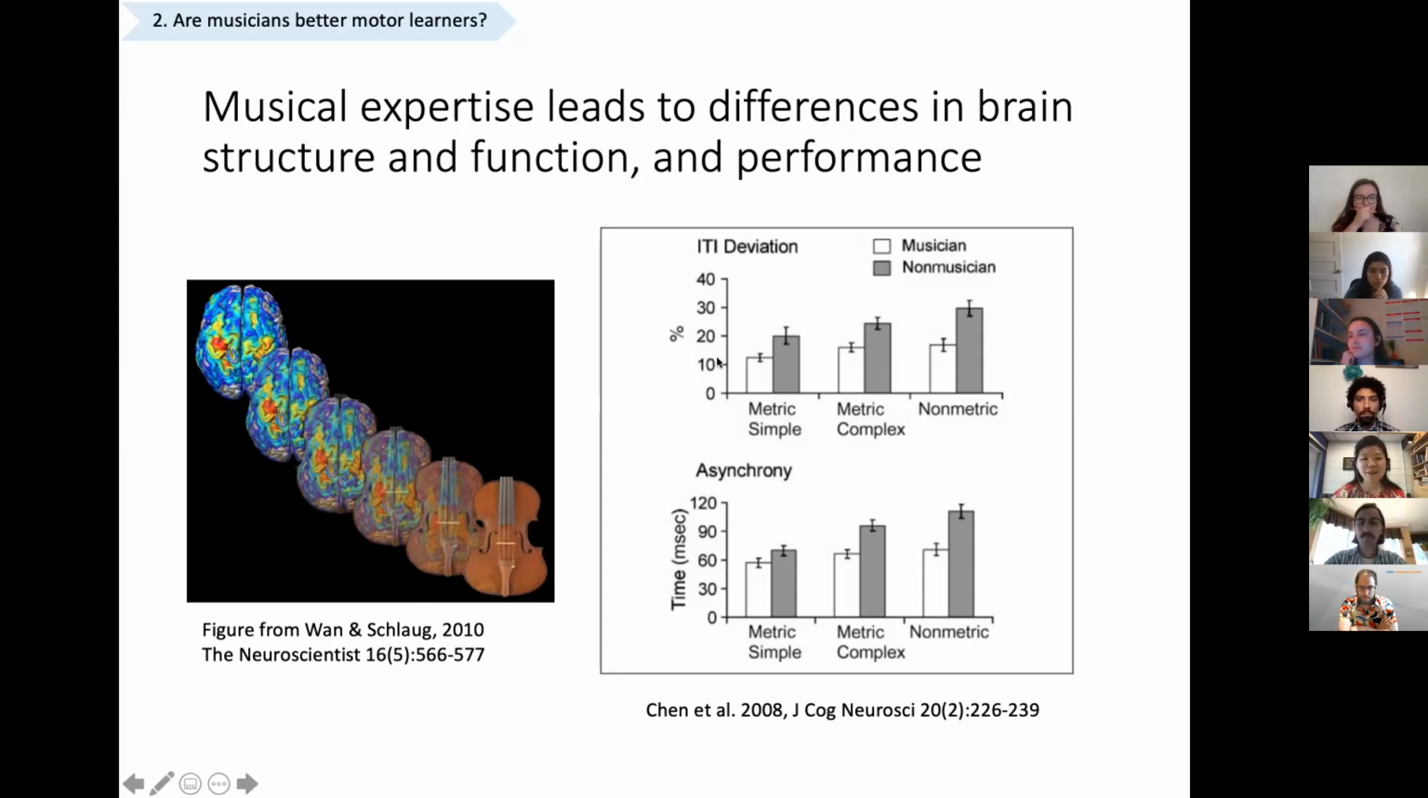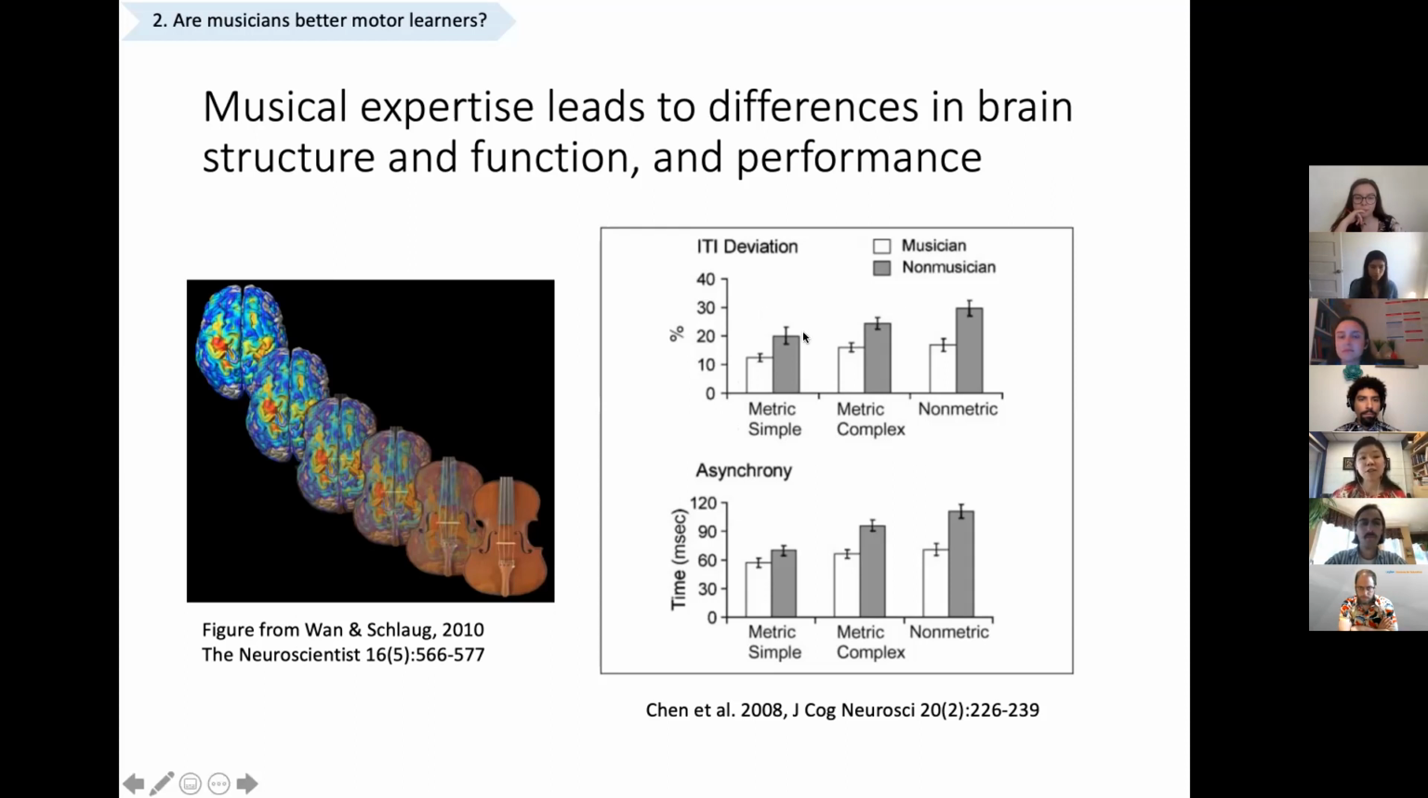And so I was able to revisit a study that I conducted as part of my PhD with Robert and Virginia, where we recruited musicians and non-musicians and asked them to tap along with different rhythms that varied in complexity, from a simple rhythm, a more complex rhythm, and a non-metric rhythm. So a rhythm that doesn't really have an obvious or salient beat structure.